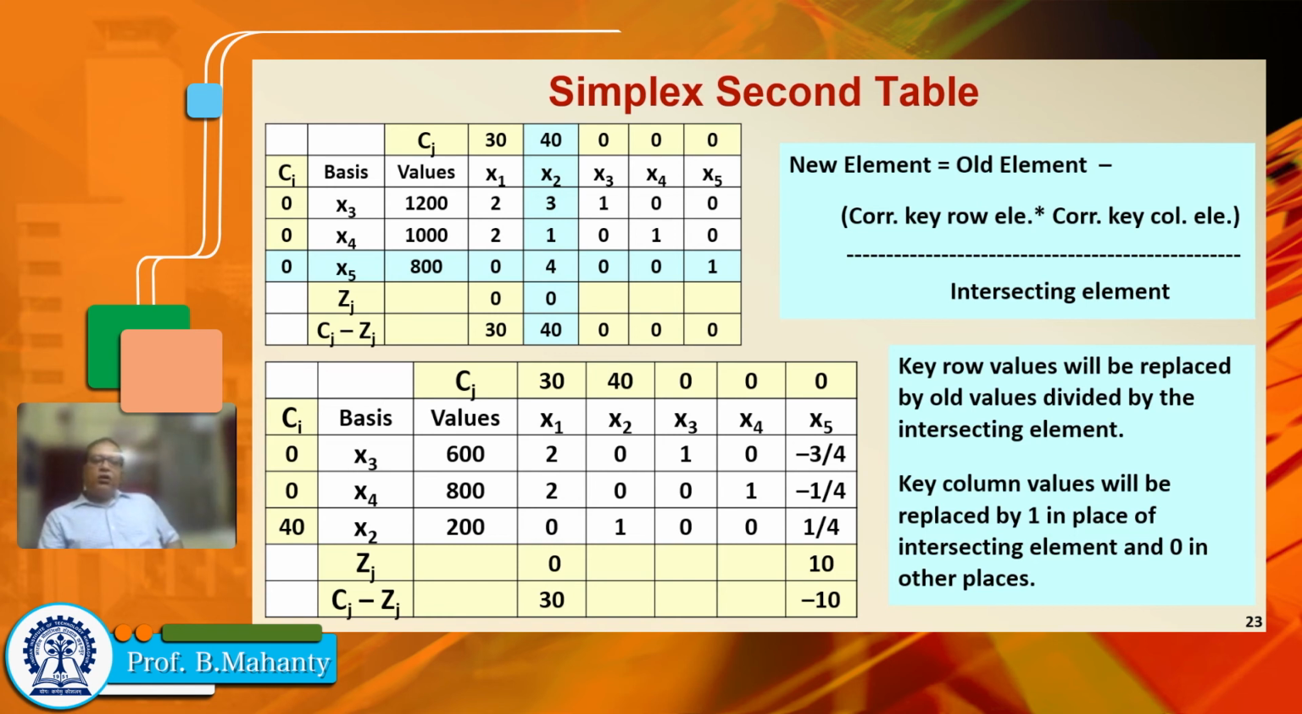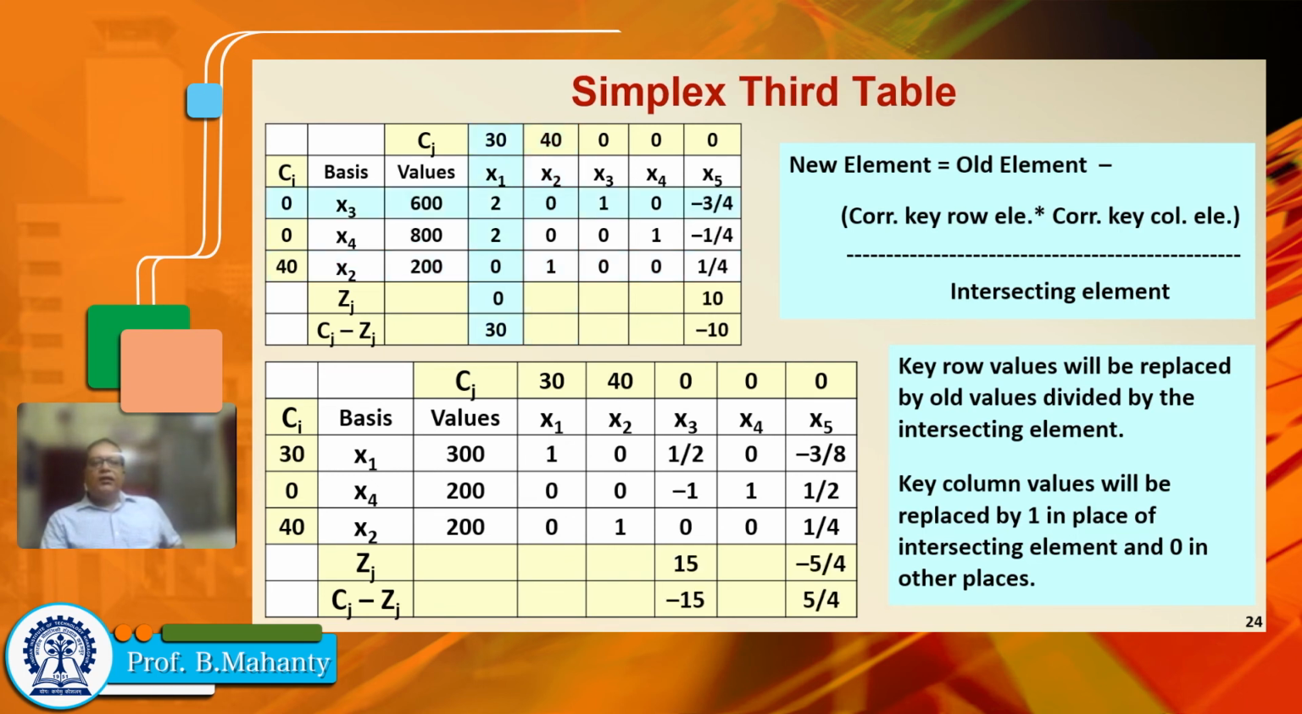So which one is the bottleneck resource at this point? Is it x2 or x4 or x3? Because 600 by 2 is 300, 800 by 2 is 400, and 200 by 0, so obviously that resource is not required. So can you see that x3 is going to be our leaving variable? All right. So if you understood, x3 is going to be our leaving variable because that ratio is the minimum, and x1 is going to be our entering variable.